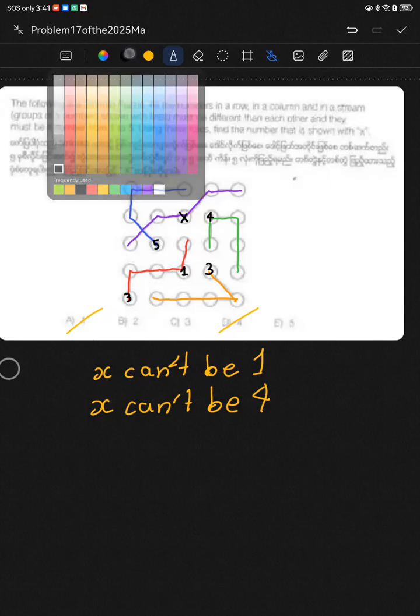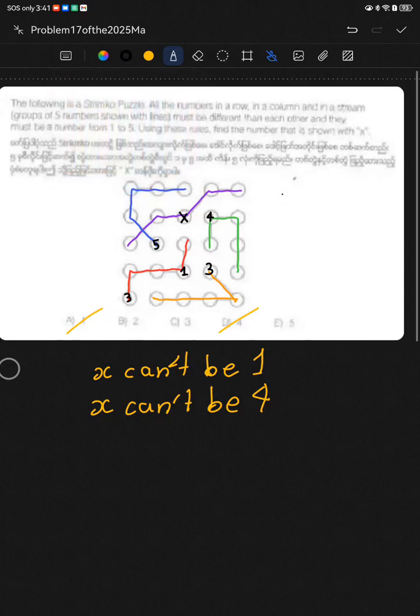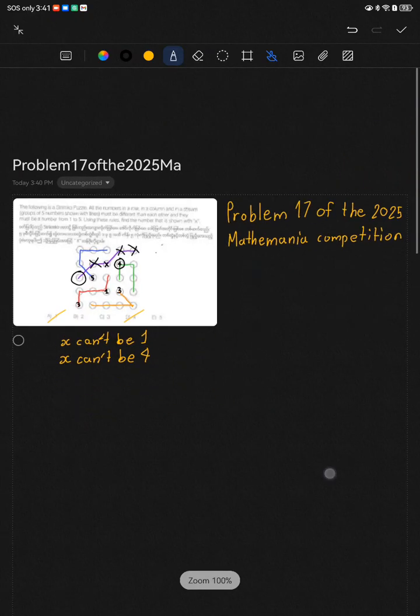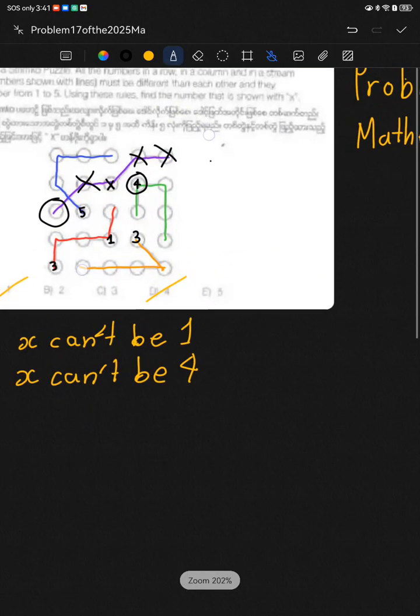I got it now. 4 can't be in this column and then in this row either, and 4 cannot be this, because of this 4. So the only spot where 4 can be placed in the purple string here is this, because all the other spots cannot be 4.